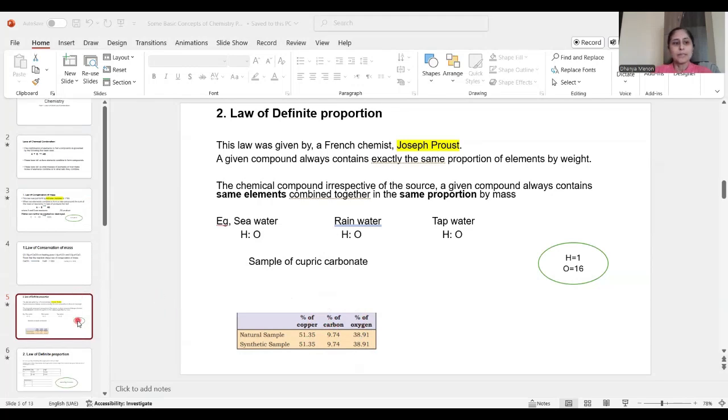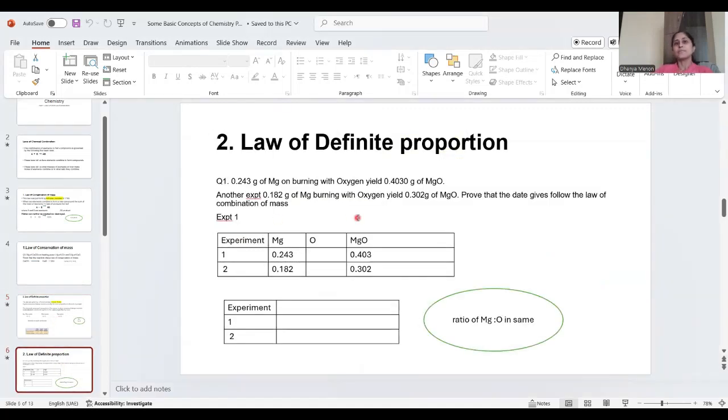Now let's do an example regarding the law of definite proportion. So here, this is the question. In this question, magnesium is reacting with oxygen. In the first set, some mass of magnesium reacts to give you magnesium oxide. In the second experiment, another mass of magnesium reacts with oxygen to give you magnesium oxide. So you have to prove that the data is following the law of definite proportion.